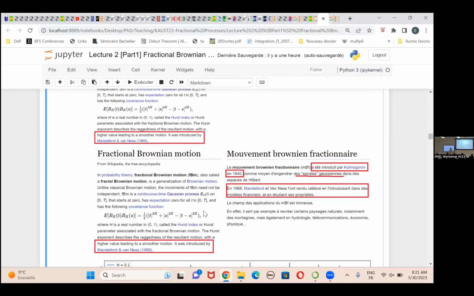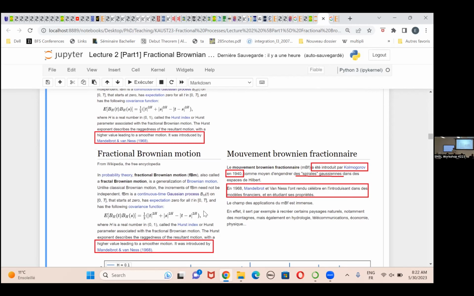Have you already seen this? And why would you think this is called Gaussian spiral? Any guesses? Take standard Brownian motion. What can you say of the increments of standard Brownian motion? They are independent. How can you visualize independence geometrically?